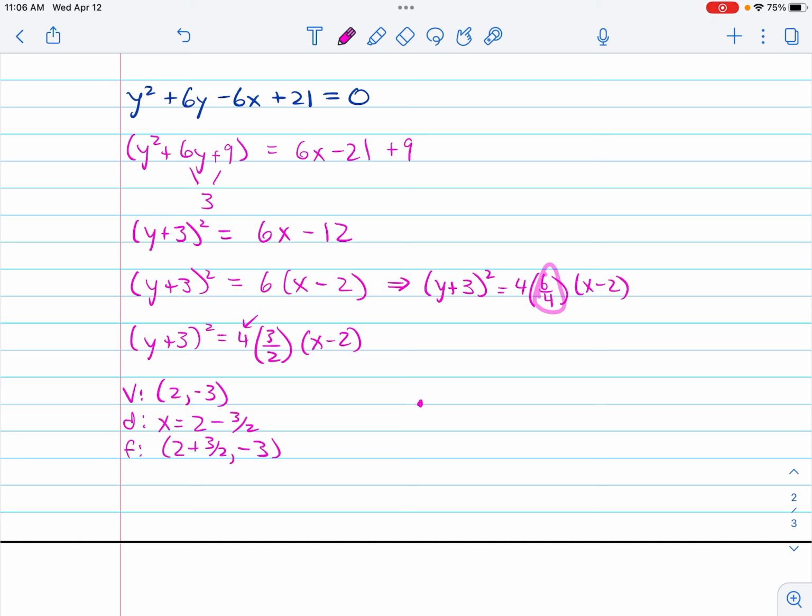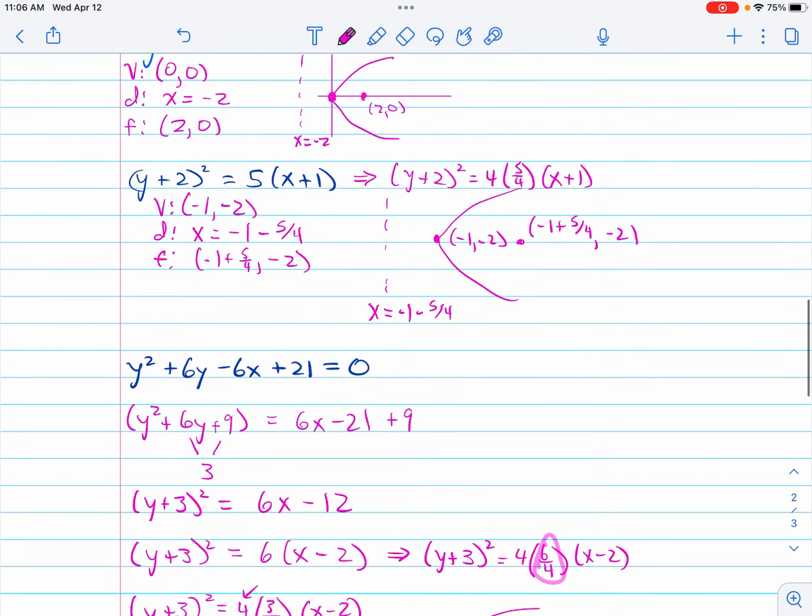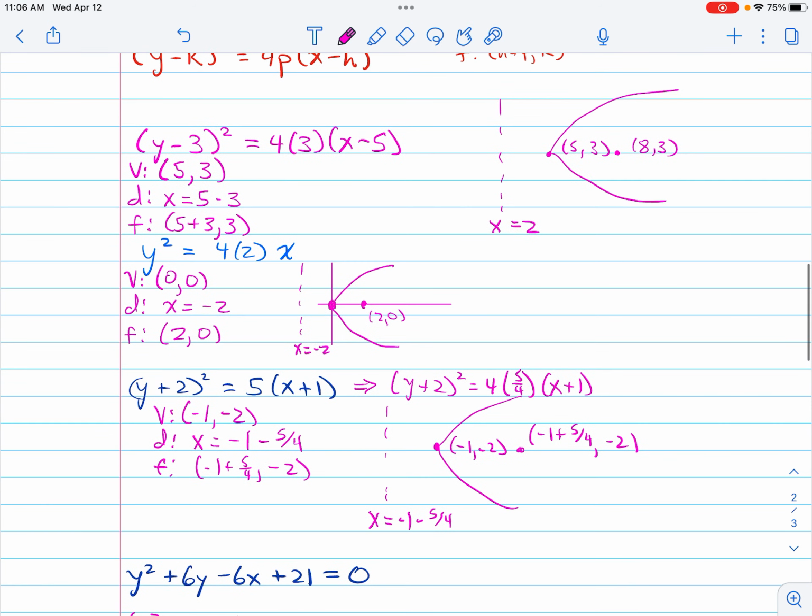We've got 2, -3. Over here is the directrix. Here's the focus. And it looks something like this. So this is kind of an overview of how we deal with these parabola conic sections.